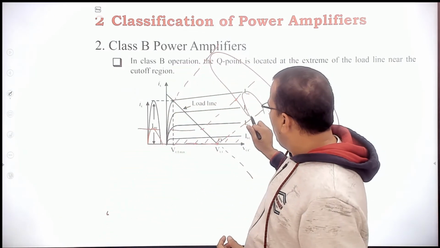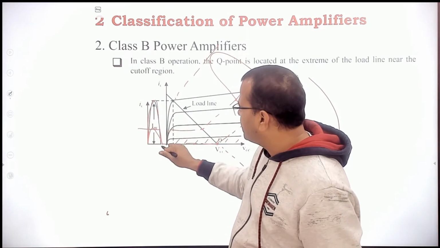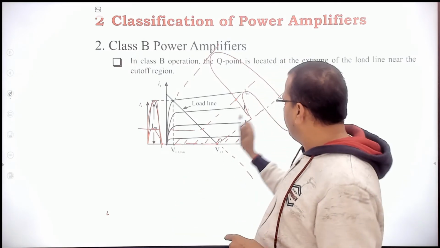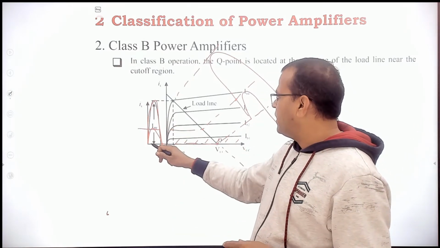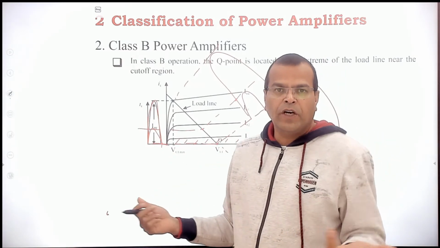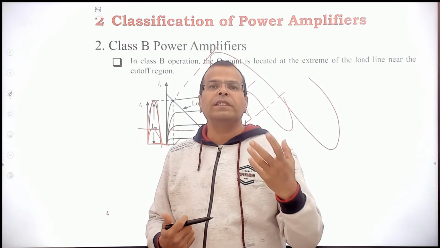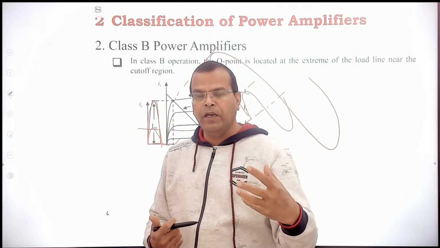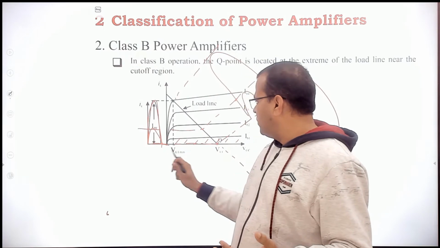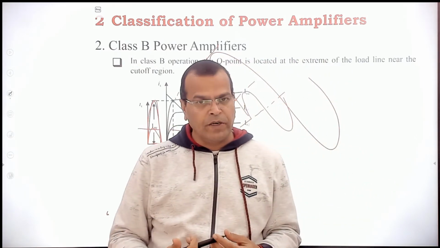So now, for sinusoidal input, your output current is available only for half cycle, right? So your output is an amplified version of input only for half cycle. For the remaining half cycle it is 0. Why? Because below this your BJT is off. So when the operating point is located near the cutoff, the BJT is on only for half cycle. For the remaining half cycle it is off, and when it is off, output is 0. So output is 0 for the negative half cycle of input, and output is available for the positive half cycle of the input.